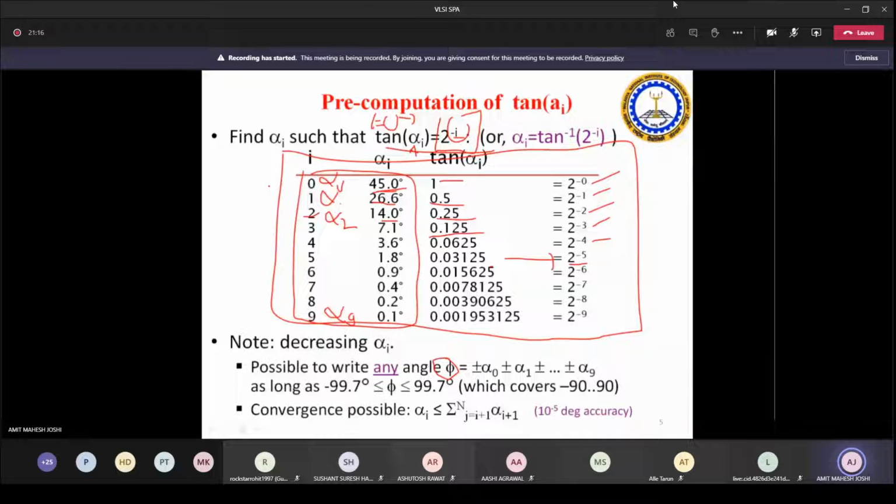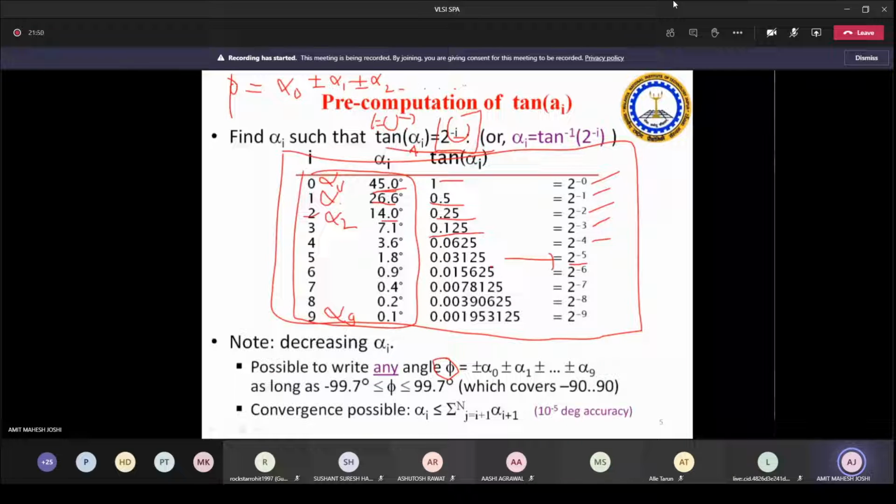If I am interested in any angle whose value is not from this particular table, then I consider it equivalent to alpha 0 plus or minus alpha 1 plus or minus alpha 2, like that. Here I have shown up to alpha 9, but you can even increase this. You can put i equal to 10 and find the equivalent alpha i value. So there is no problem.